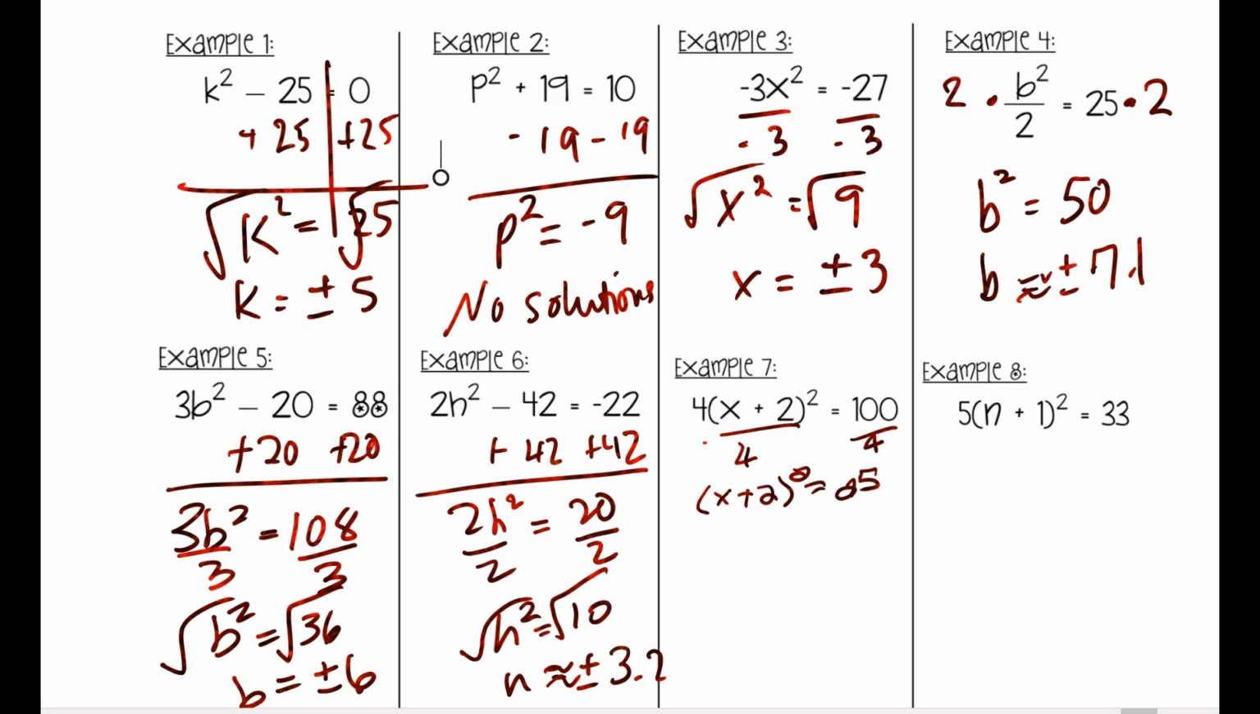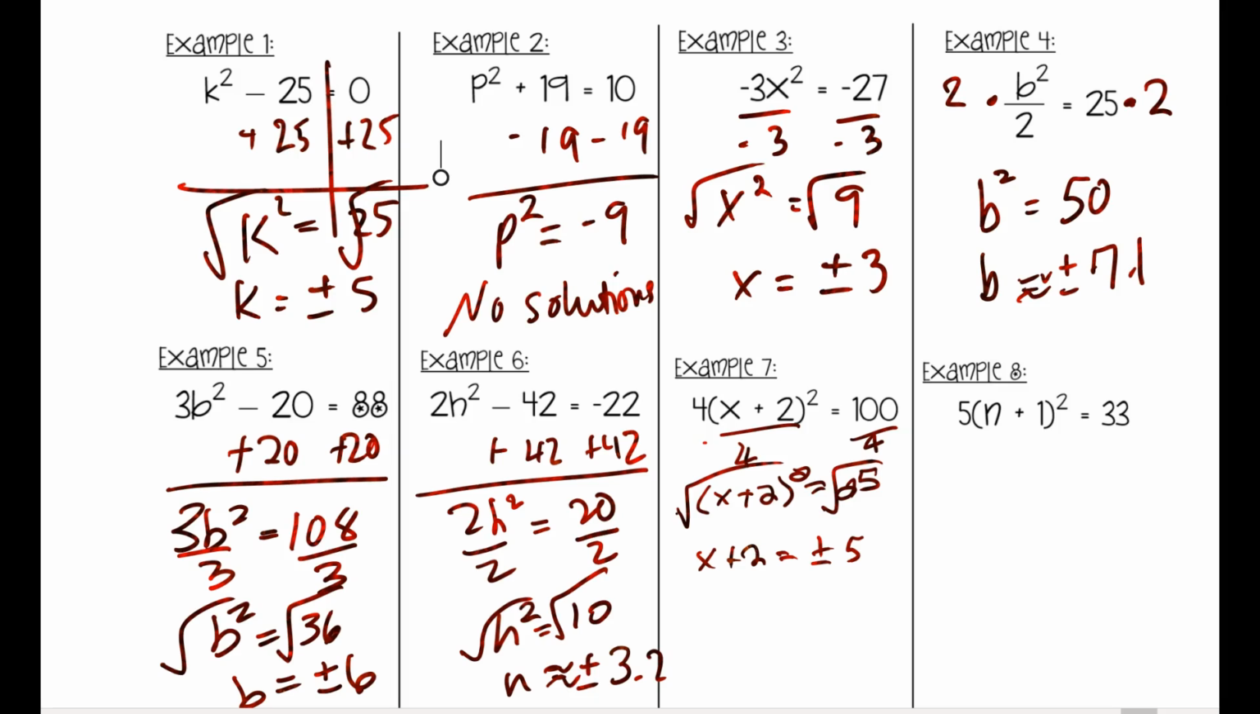Okay, and so just like the rest of the problems, if we square something and we want to get rid of the square, we take the square root. And because there's an x in here, there are two things x can be. So x plus 2 is equal to positive and negative 5.